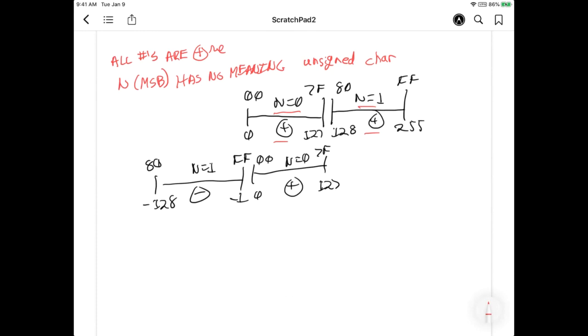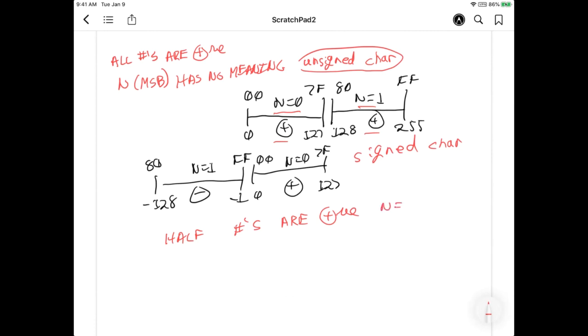However, for signed char, and this also works for signed short and unsigned short, in this case for signed numbers, half the numbers are positive, and that means N equals 0, and half the numbers are negative with N equals 1, because this says not negative, and this is saying yes, I am negative. Does that make sense?